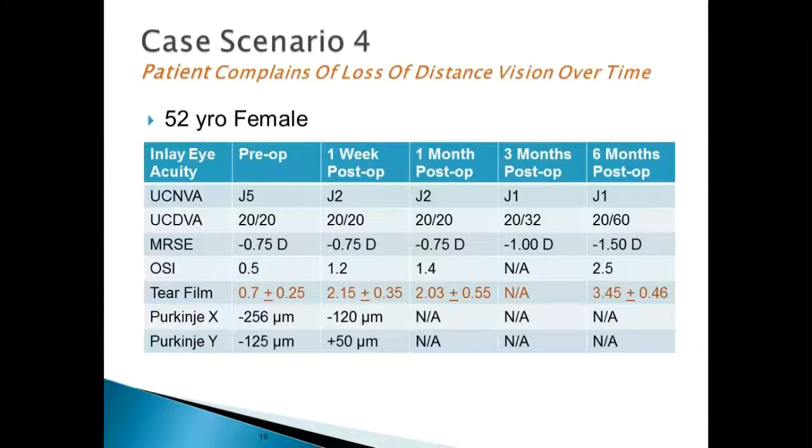As you're looking at the tear film, that seems to be conclusive of dryness, because you see that the OSI and the standard deviation following it start at a low, and then at the 6-month mark it increases, corresponding with the manifest refraction and the patient's acuity. Next slide.